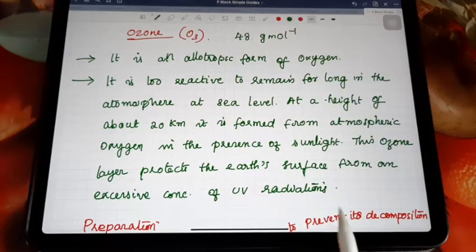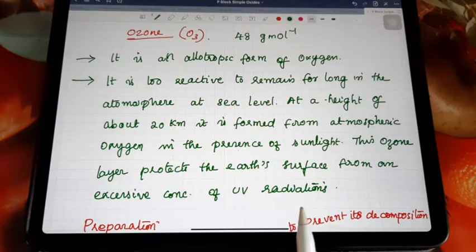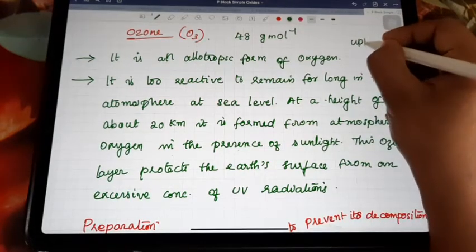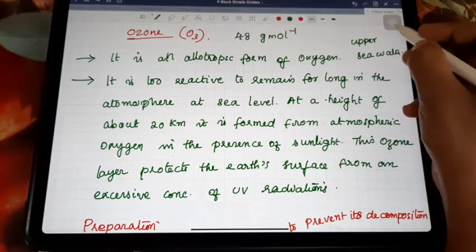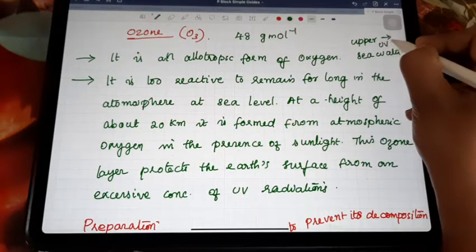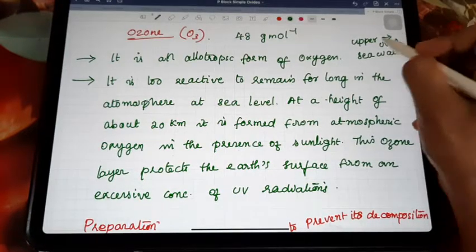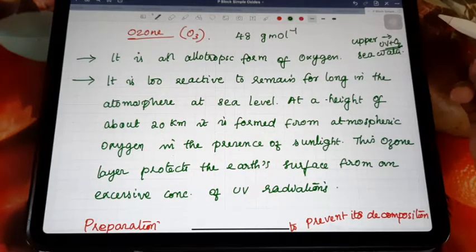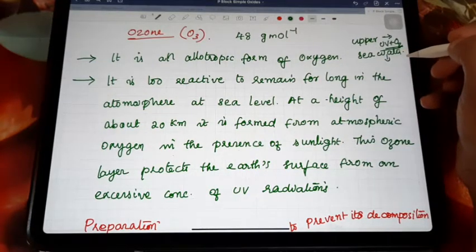Ozone is present in two places mainly. One is in the sea water and the other is in the upper layer of the atmosphere. It is present in small quantities in both. In the upper layer it is formed due to the action of UV rays, ultraviolet rays, on the oxygen present in the air. Due to this chemical reaction between UV and oxygen, ozone is formed in the upper layer of the atmosphere. But in seawater also, small quantities of ozone are present.